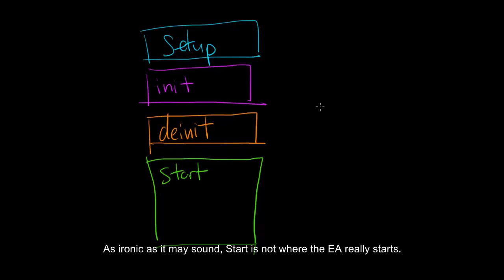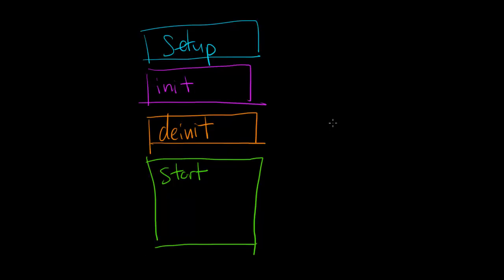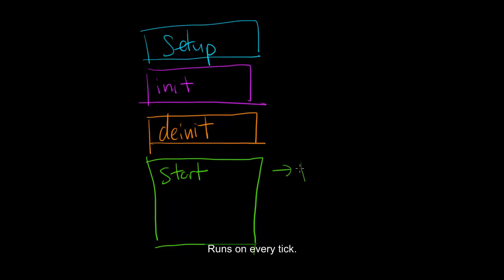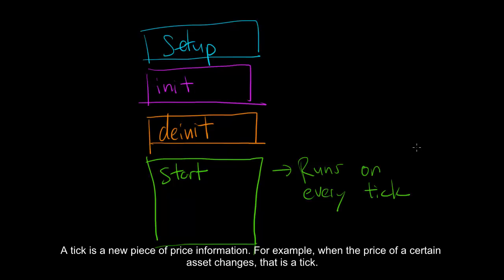As ironic as it may sound, start is not where the EA really starts. All the codes in start will run one time when a new piece of information comes in. So it runs on every tick. A tick is a new piece of price information. For example, when the price of a certain asset changes, that is a tick.